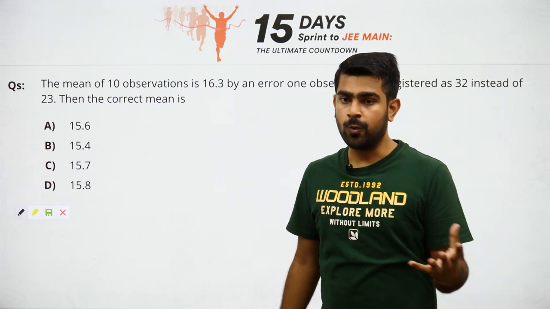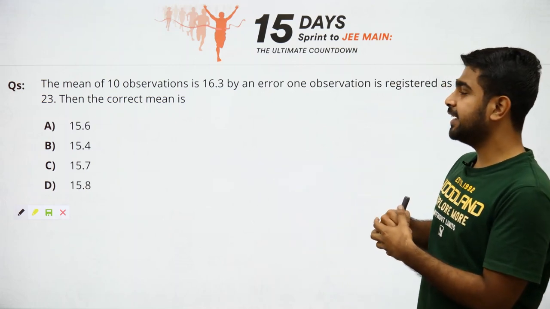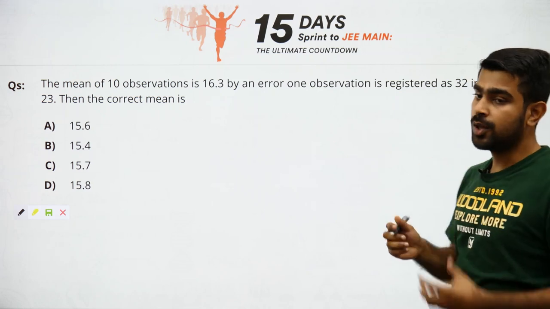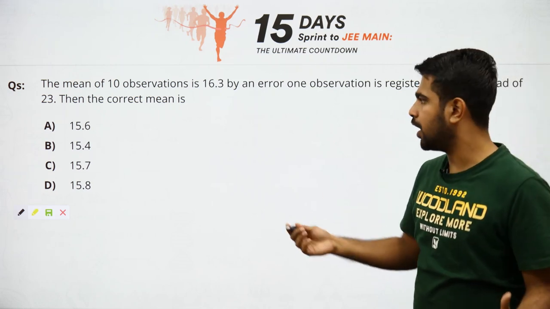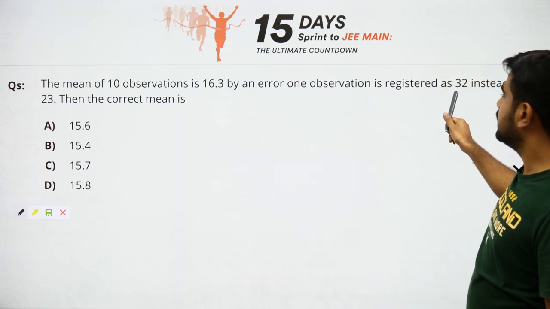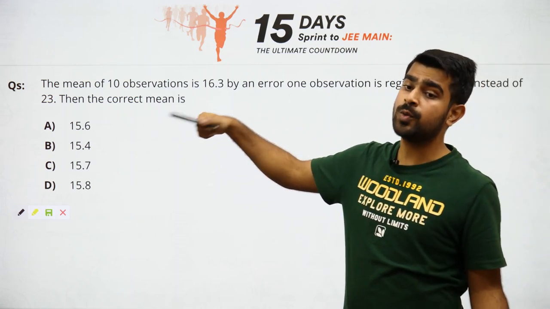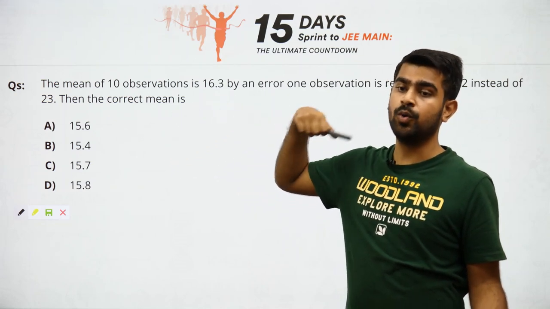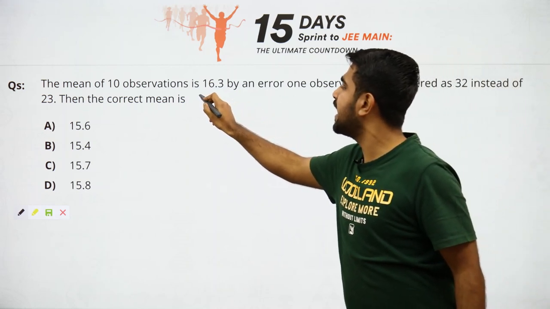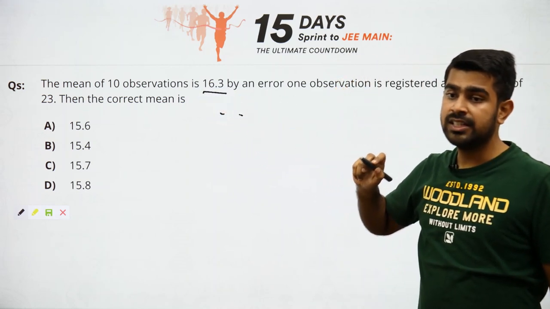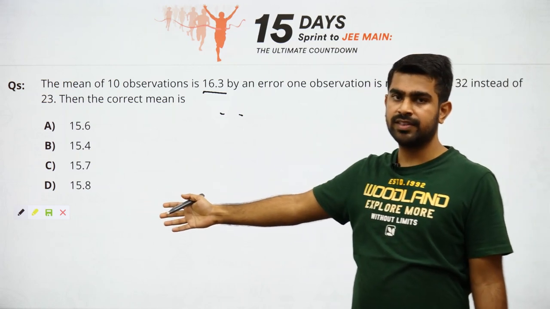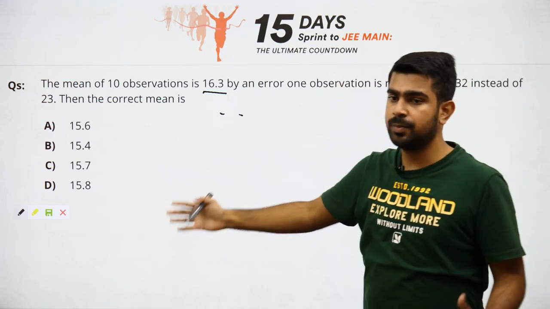But what did they do? While they took these 10 observations, they wrote one of the observations wrong. So the mean I got is not correct. And what did I do? Instead of writing it as 23, I put something more than 23. So the mean that I have is actually higher. And that you can see from the options as well. The correct mean is lower. The correct mean is lower.